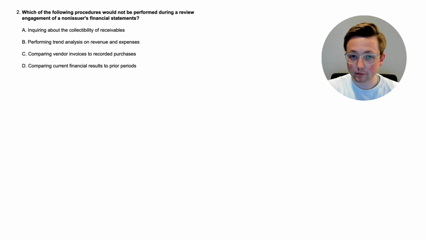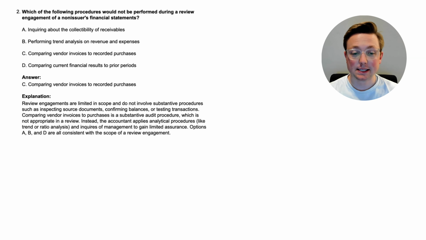So based on what we learned in the first question, you might have an idea of what is going on here, based on what you understand about auditing so far. But if you don't understand and you don't know what this is trying to get at, that's okay. We are going to use the explanation to continue learning. So let's go ahead and dive into the explanation. All right, here we are at the answer. C, comparing vendor invoices to recorded purchases is something that you would not probably do in a review engagement.